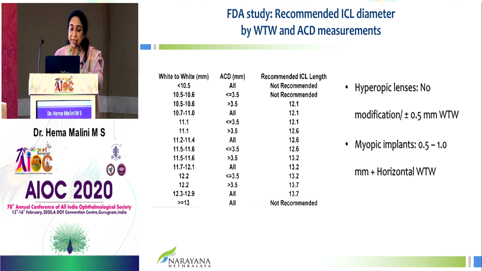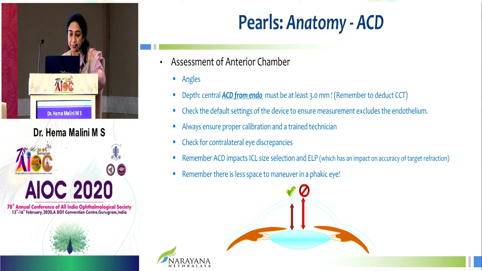The FDA study recommends the following parameters as suitable for ICL implantations. If you see on the left hand side in the table, with any white to white less than 10.5, the patient would not be suitable, and anything more than 13, the ICL would not be recommended. Generally the rule of thumb is that for all myopic implants, 0.5 to 1 mm is added to the measured white to white value, and for hyperopic lenses it is taken as it is, or 0.5 is deducted.